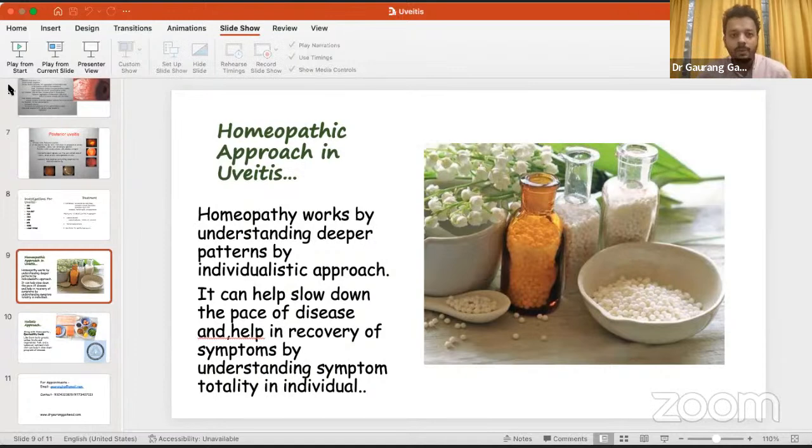So this is the idea in homeopathy, especially focusing on the emotional component of it. And as we know, it's totally connected to each other. So some very good results with homeopathy in cases of uveitis and other ophthalmic cases. Dr. Pushpa will tell you a little bit more about clinical symptomatology of uveitis and differential diagnosis. So that's about it from me. Thank you.